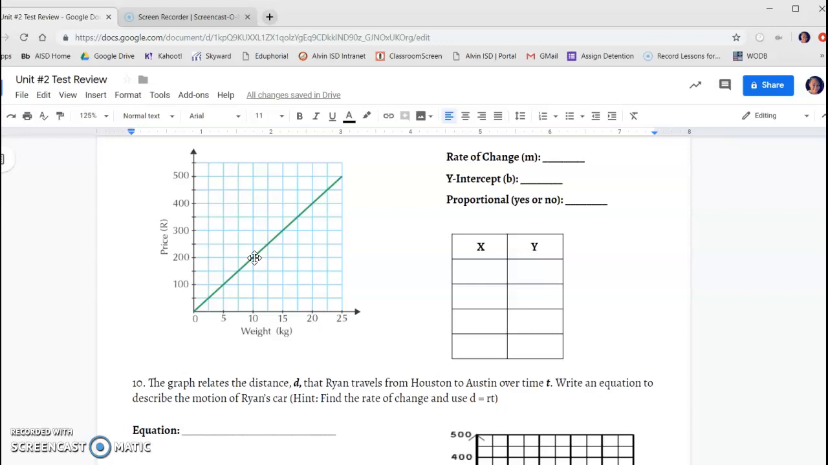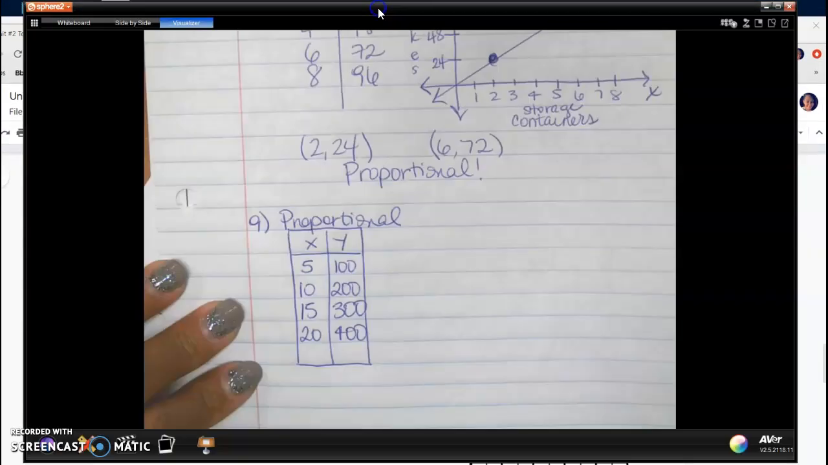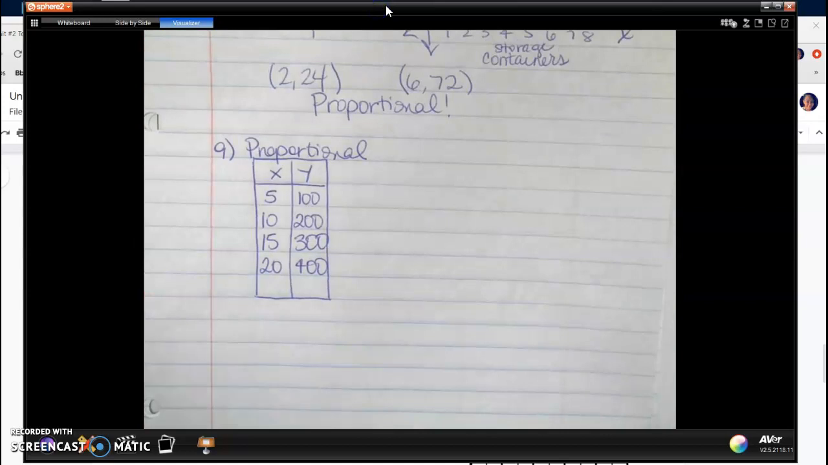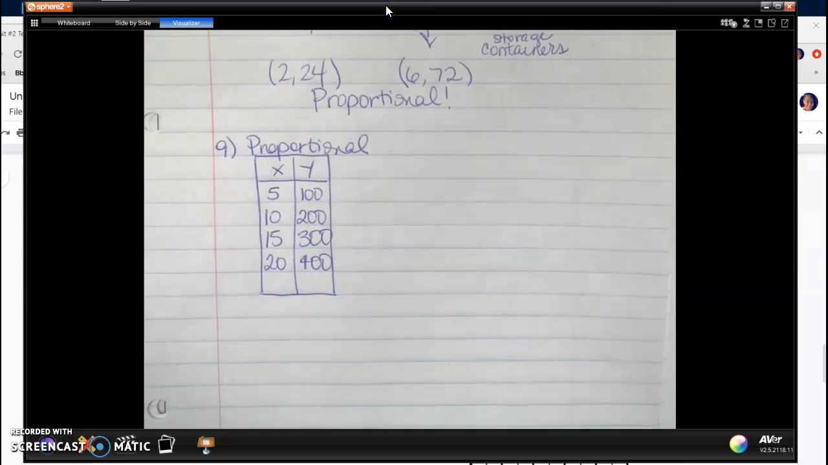Where else did they run? 15, jump 300. And 20, 400. Here's what I have so far, proportional and my table. 2,400.